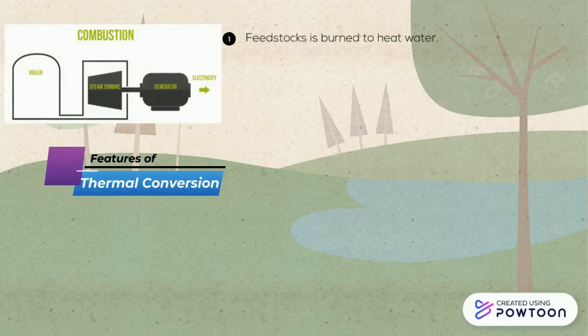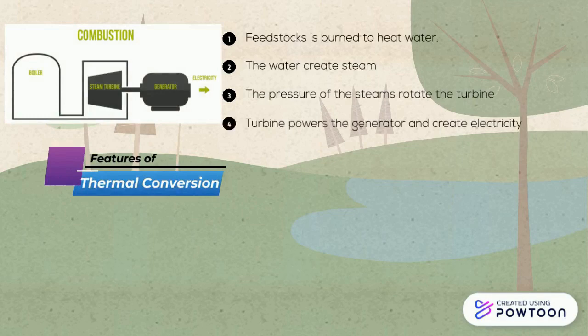Combustion. Feedstock is burned to heat water. The water creates steam. The pressure of the steam rotates the turbine. The turbine powers the generator and creates electricity.